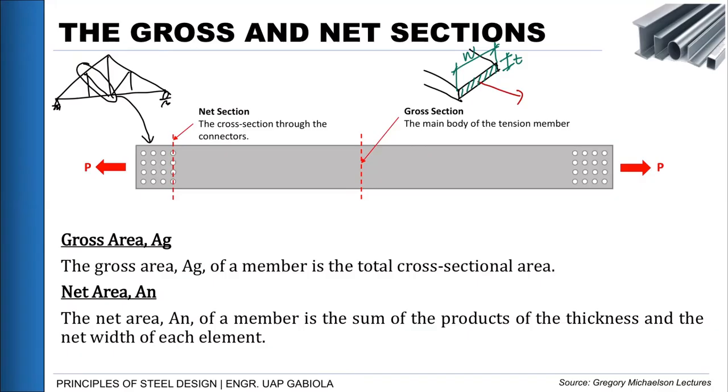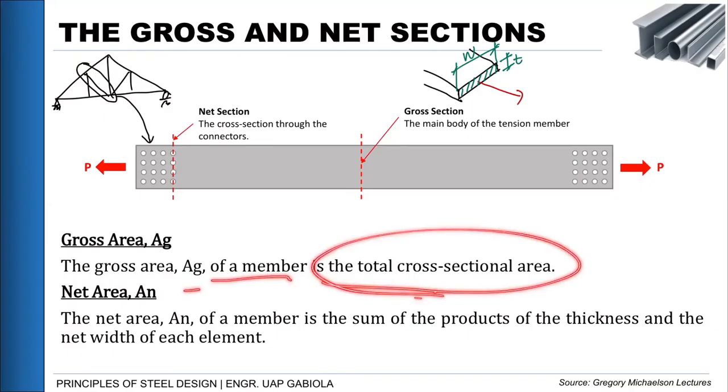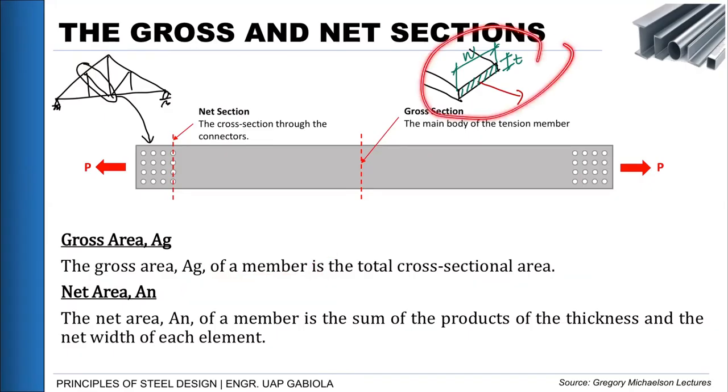And according to our definition here, the gross area, or AG, of a member is the total cross-sectional area of the section. So, it means we will just get the area of this. And when we look at this plate, it looks rectangular, and we know that the area of a rectangle is base times height. So, to get the gross area for this section, that is just base times height, or W times our thickness. So that is the case for a plate, or when the section is rectangular.